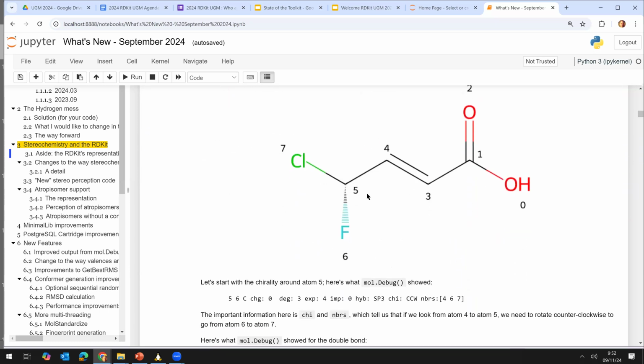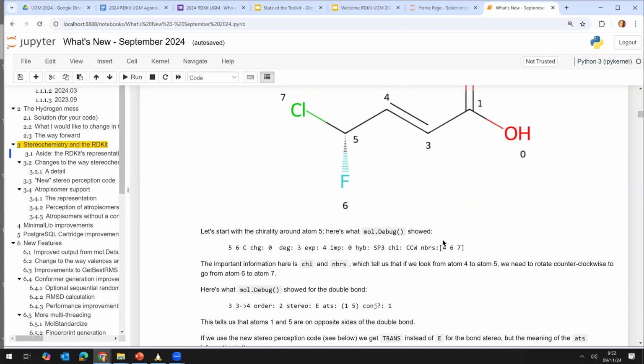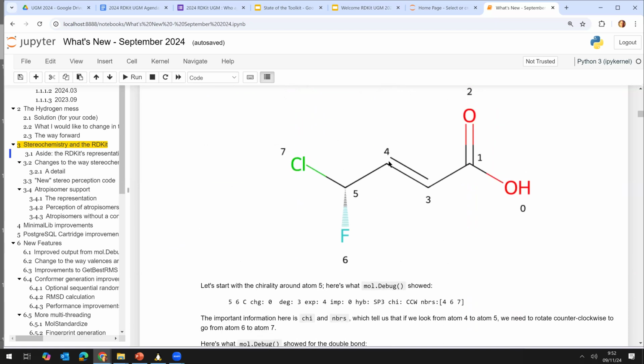So the actual representation, we saw it when you do debug for atom 5, there's CCW and 4, 6, 7. So what it's telling you is if you look from atom four to atom five, the first neighbor, we would go counterclockwise when going from atom six to atom seven. So if you look at the rotation direction from six to seven, that's counterclockwise when you're looking down the bond from four to five. That's the internal representation, right? That's what you see with CW, CCW, it's what it means. So you need to have the CW, CCW, and you need to have these neighbors in order to make sense of it. Is that clear to everyone?